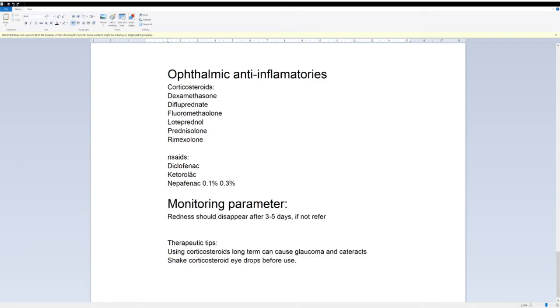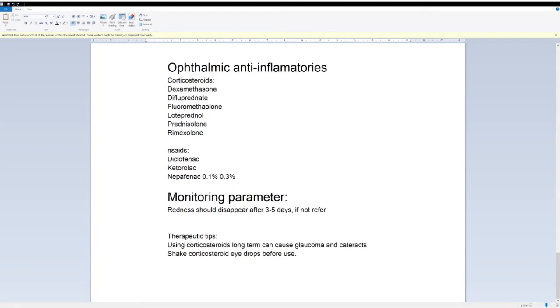So diclofenac, ketorolac, nepafenac are NSAIDs. Also, for corticosteroids, anything that ends with -one, S-O-N-E or L-O-N-E, is generally a corticosteroid, so you don't have to memorize every single name of the corticosteroids. Dexamethasone, difluprednate, fluorometholone, loteprednol, prednisolone, rimexolone. They all sound very similar. Some of them rhyme, so that's one way of memorizing them.